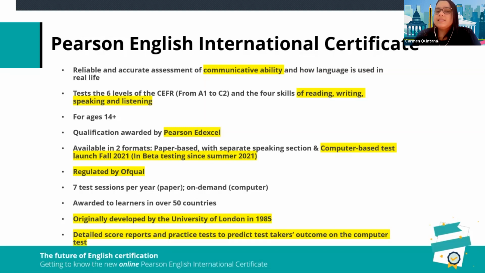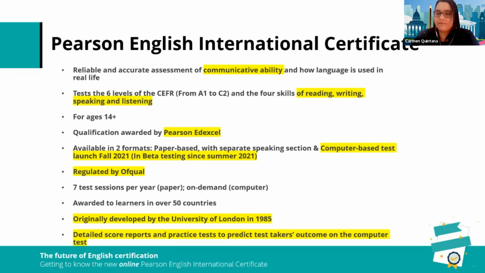It's an assessment of communicative ability. So the primary focus is always to test language in the way it's used in real life. With Pearson English International Certificate, you can test all 6 levels of the Common European Framework, and you can test all 4 skills. It is a test that's suitable for learners ages 14 and older. And it's a regulated qualification awarded by Pearson Edexcel, the UK's largest awarding body.